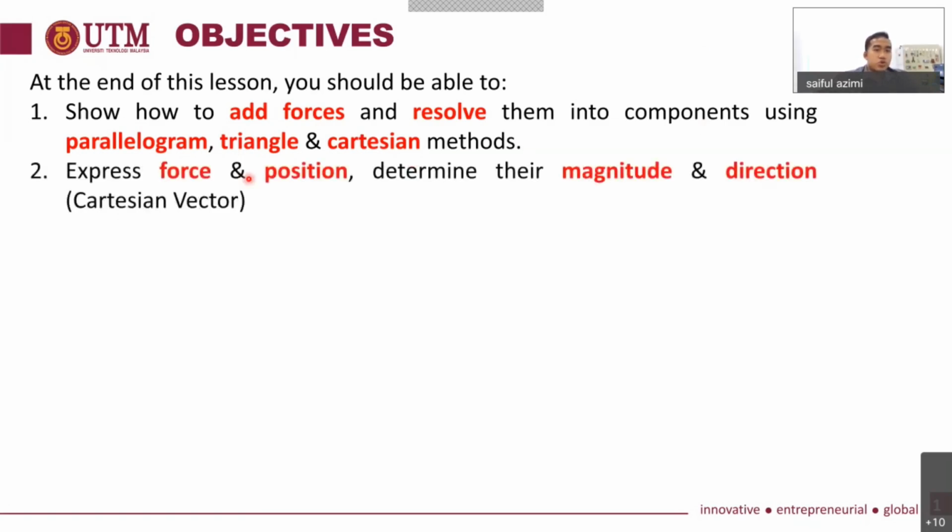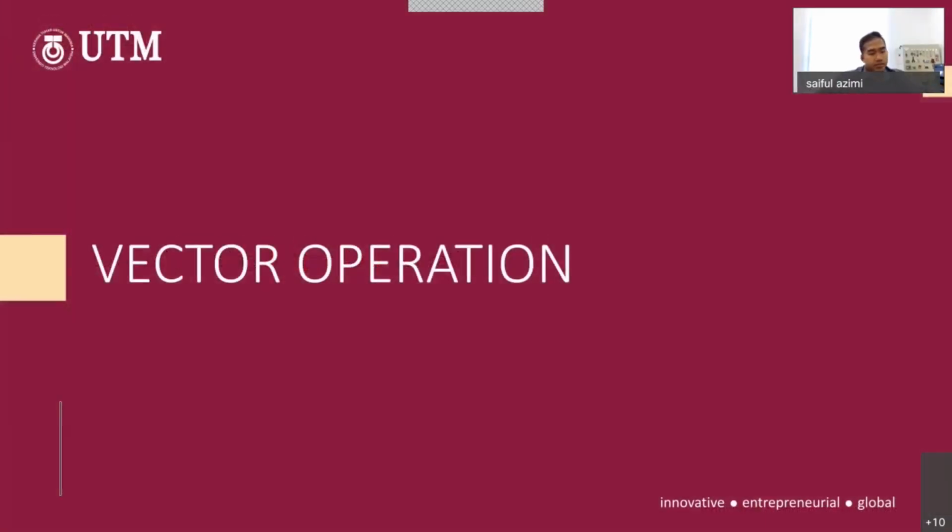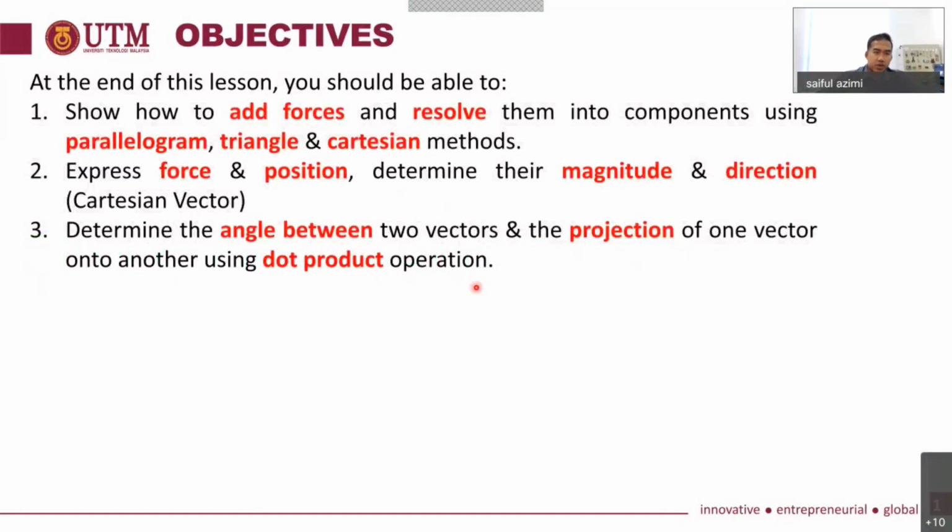Next, you should be able to express force and position, and determine their magnitude and direction, in the Cartesian vector. The third objective is you should be able to determine the angle between two vectors and the projection of one vector onto another by using the dot product operation. Towards the end of this chapter, you will learn about the dot product in order to find the angle between two vectors. So for this chapter, we only have three objectives.